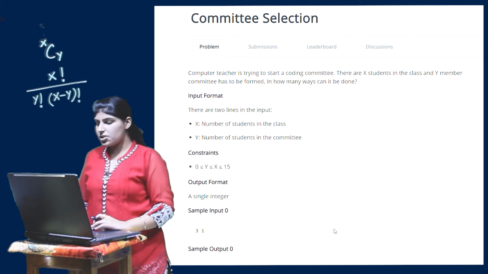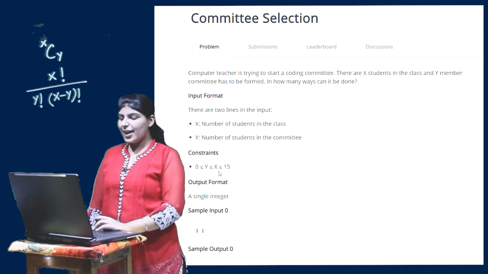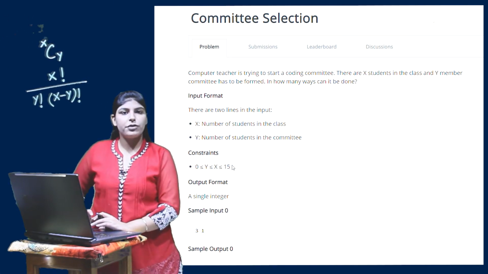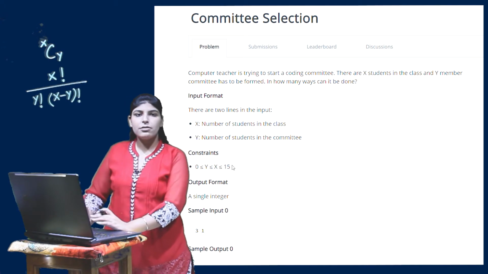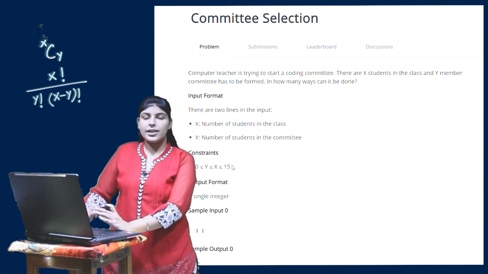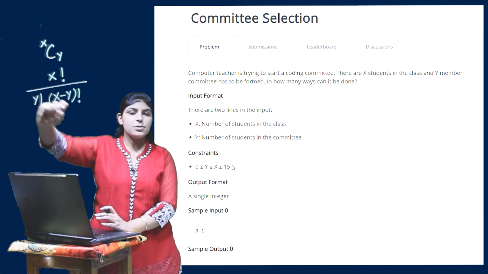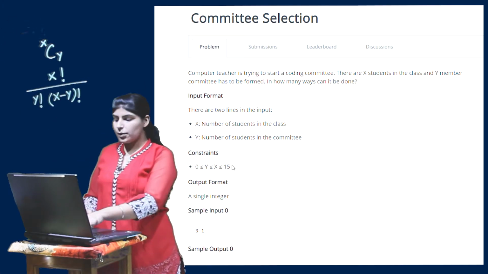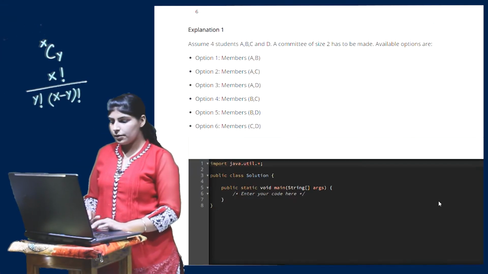Now you can see in the constraints you are given that X and Y values can be up to 15. So if I calculate the value of 15 factorial, it exceeds the integer range. So we need to store these factorial values in long data type. So let us see how we can code it.